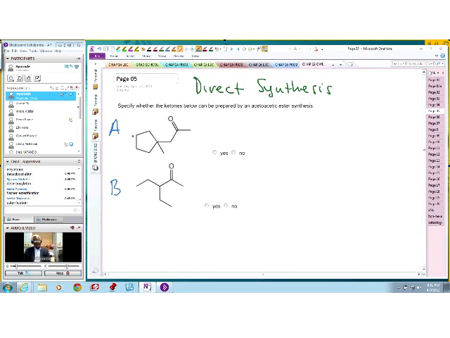Can you make compound A by direct acetoacetic ester synthesis? Yes or no? Keeping in mind that this will be the alpha carbon of the acetoacetic ester. You say yes. How many people say yes? No, that is not correct. Take a look at this.